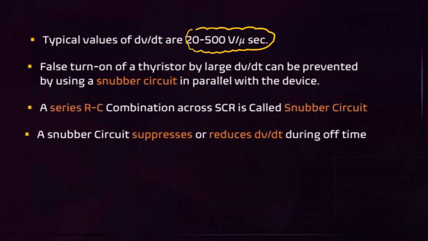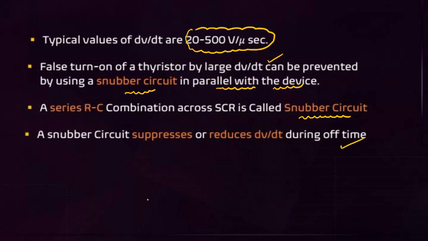False turn on of a thyristor by a large dV by dt can be prevented by using a snubber circuit in parallel with the device. This is important. A series RC combination across the SCR is called a snubber circuit. What exactly is a snubber circuit? For dV by dt protection, we have to use a series RC combination. A snubber circuit suppresses or reduces the dV by dt during turn off.